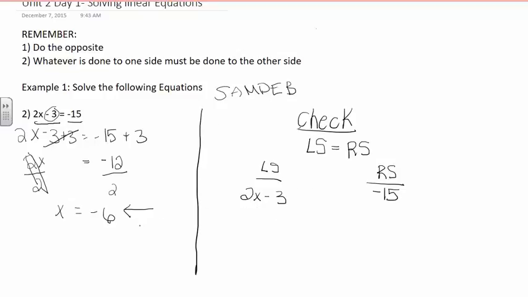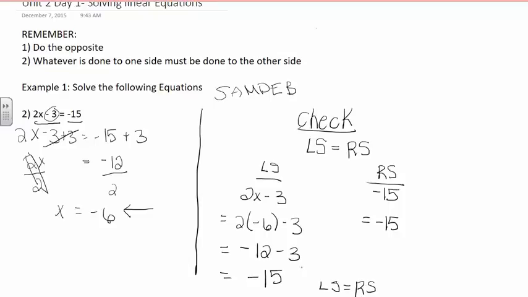So we now know that x is actually negative 6, so we plug it right in, and obviously the right side still stays the same at negative 15 because there's nothing to plug in. Now we go about the problem. 2 times negative 6 is negative 12, minus 3, and it's negative 15. Since our left side equals our right side, they both turned out to be negative 15, our check is complete and we know the variable that we found was correct.